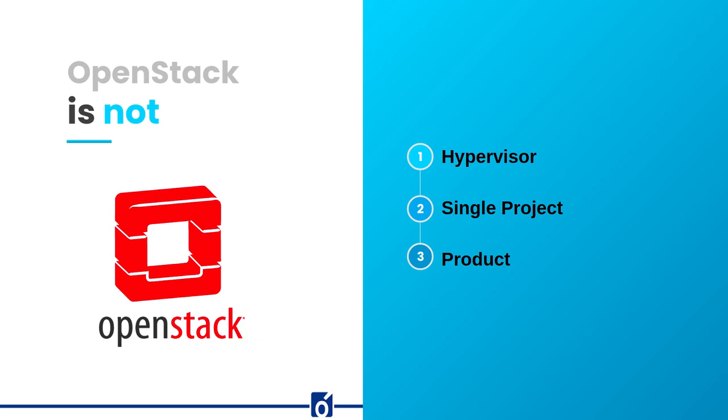Also, OpenStack is not a single project. There are lots of projects in OpenStack like Nova, Glance, Cinder, etc. Each project has its own objectives. For example, the Cinder project provides us the block storage services, and Glance provides the image services. These will be discussed in later slides. Also, OpenStack is not a product. Basically, it's a platform where you can build your own private or public cloud.